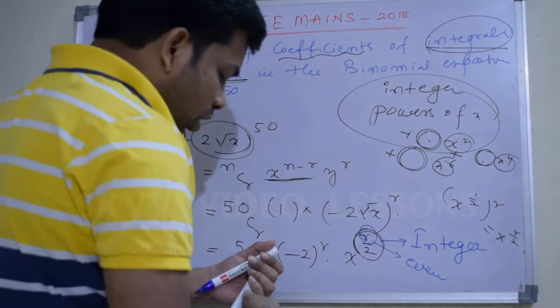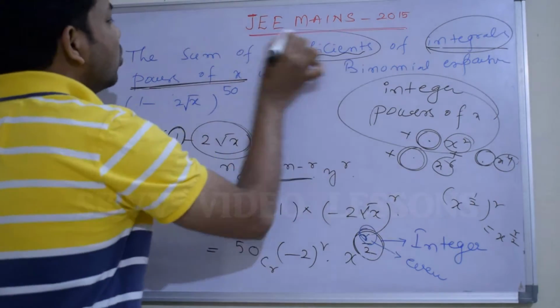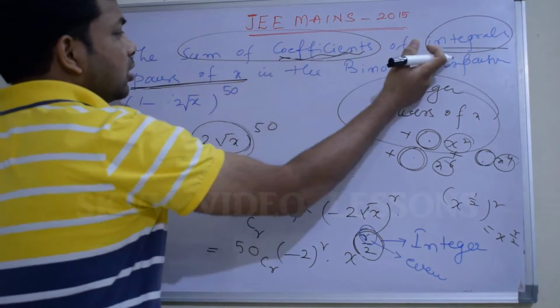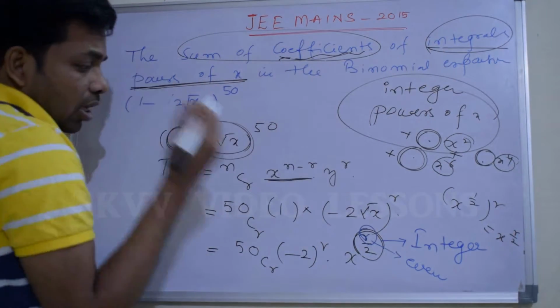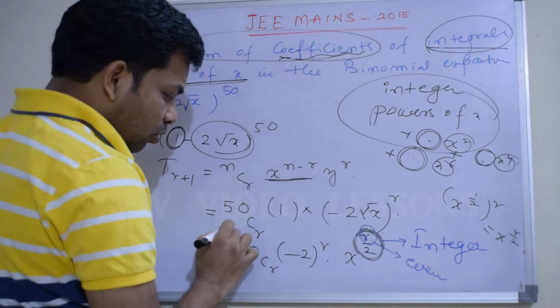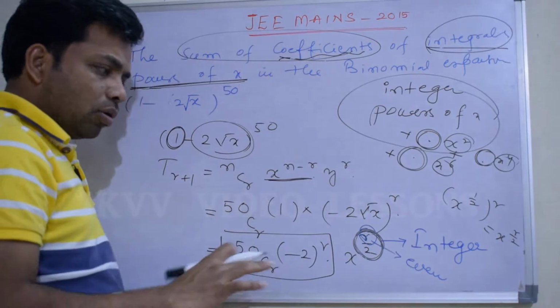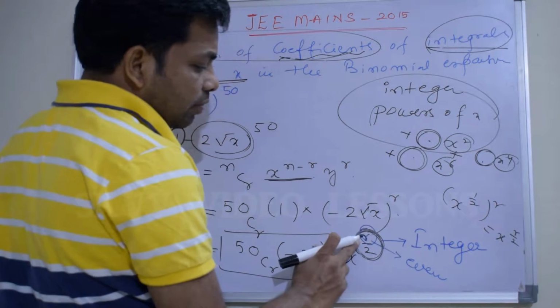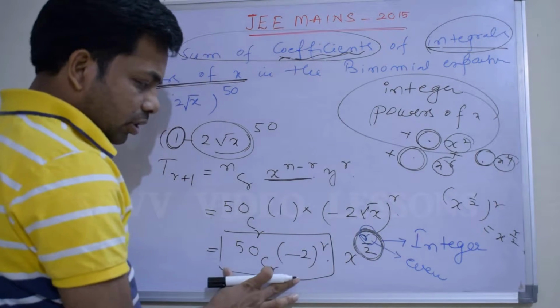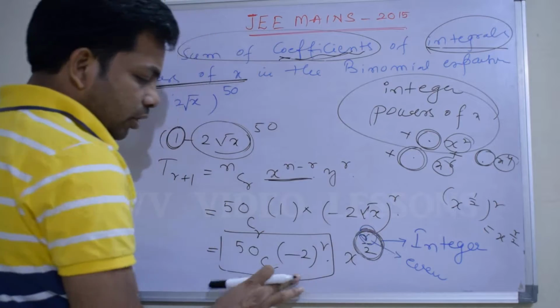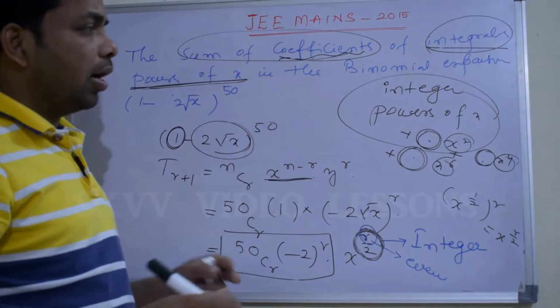Okay, so what is the coefficient? We have to find the sum of the coefficients whenever the x power is an integer. Understood what I am saying? If this is an integer, then you have to take the coefficient and total them. It becomes an integer whenever r is even. So for r = 0, its coefficient; r = 2, its coefficient; r = 4, its coefficient. All those coefficients you have to add.